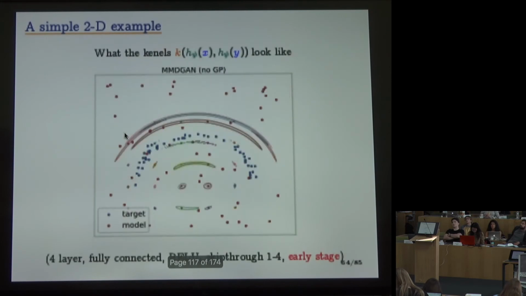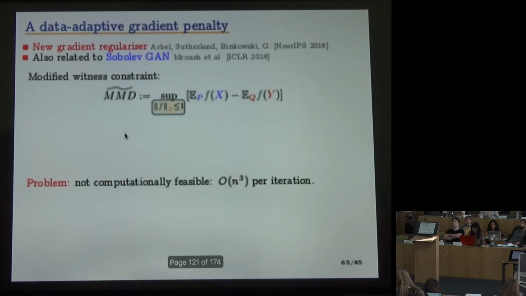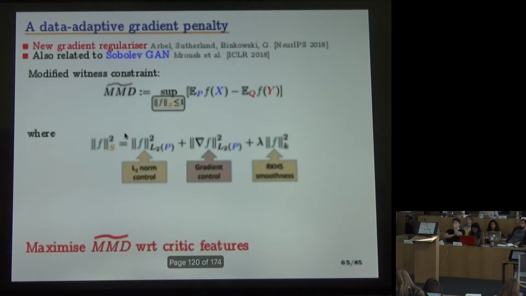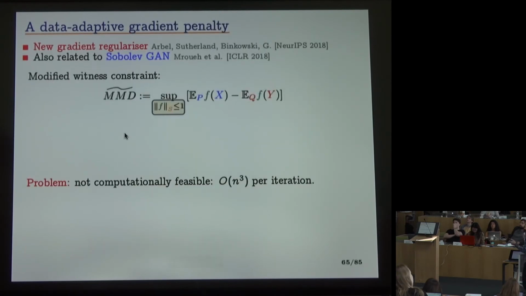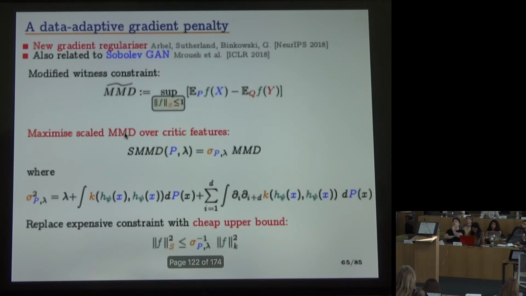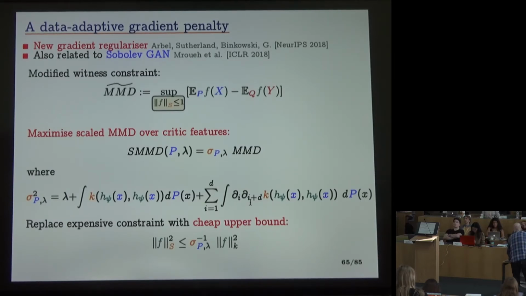Okay, so let's use this data-dependent regularizer. An issue is, this is a beautiful idea. Unfortunately, it's not computationally feasible. So what we do is we approximate it. And we approximate it by this thing I'm going to call SMMD, scaled MMD, where the MMD is scaled by this quantity here. And this quantity here is sort of like a combination of the gradient and the derivative norm of my critic features, okay?